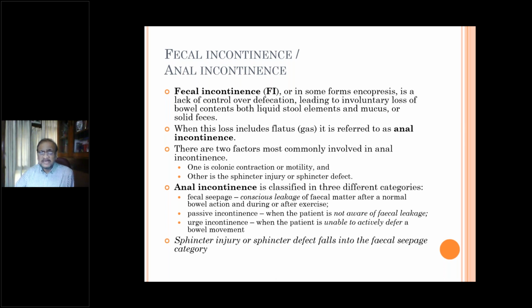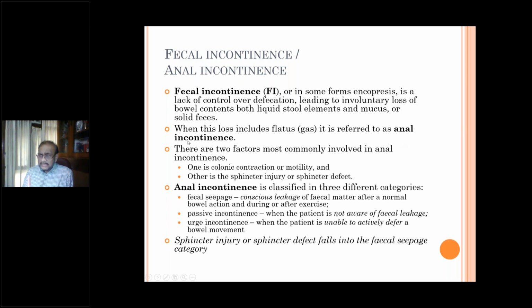Fecal incontinence, basically, we talk about some form of encopresis. I'll talk about what encopresis is. Encopresis is a form of fecal incontinence. It's a lack of control over your defecation, right? So you have an involuntary loss of what? Liquid and mucus and solid, right? But when this includes gases also, it is referred to as anal incontinence.